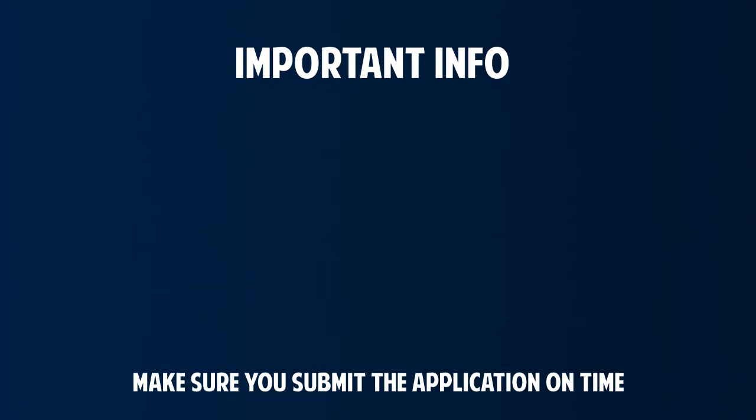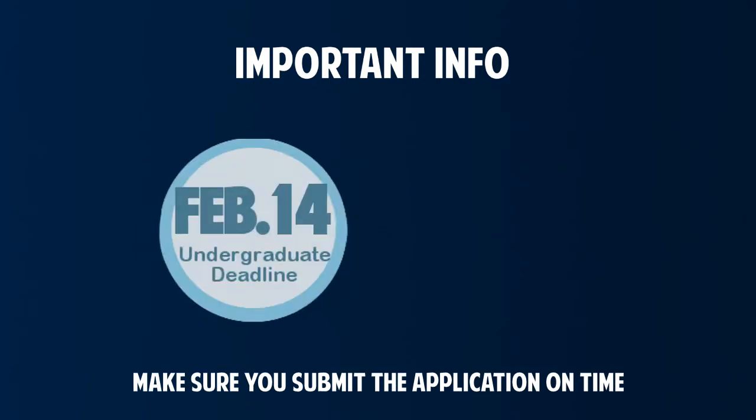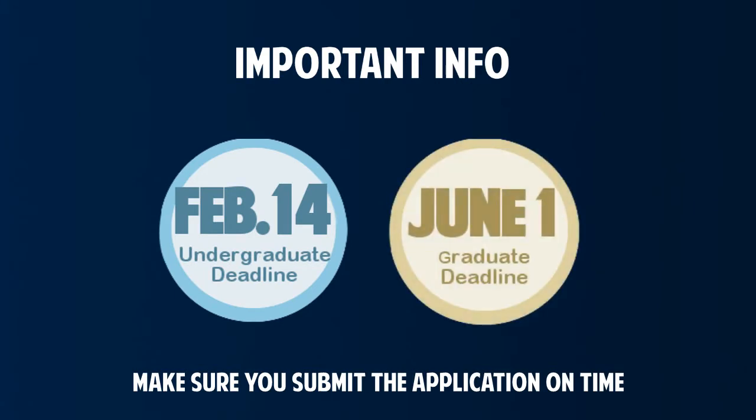However, you must make sure you submit your application on time. Undergraduate students should submit the application by February 14th, and graduate students may submit the application no later than June 1st. It is suggested, though, that grad students submit the application by February 14th to ensure that they may qualify for scholarships available to both grad and undergrad students.